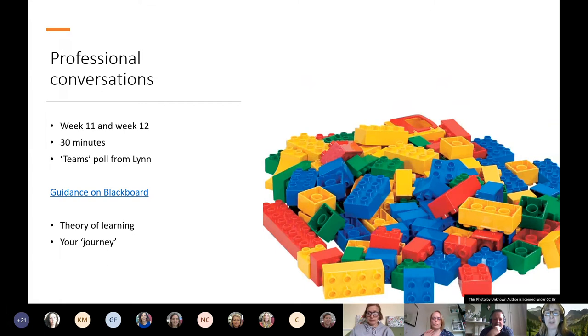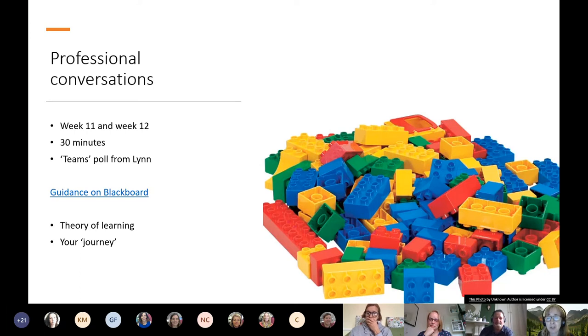So we run the module together, and towards the end of it, we have a professional conversation for staff. This is something that we inherited from Christine Rancy, who put together the LTHG module at Salford quite a while ago. And this is a part of the module that we've continued with because it's worked really, really well. The professional conversations allow students to come and talk about their experiences and learning on the module.